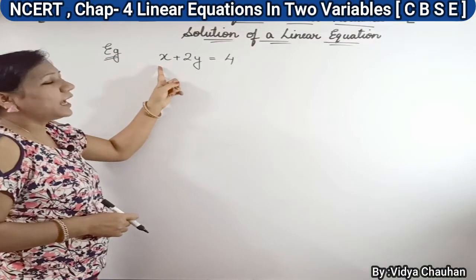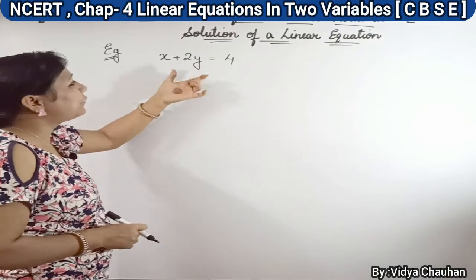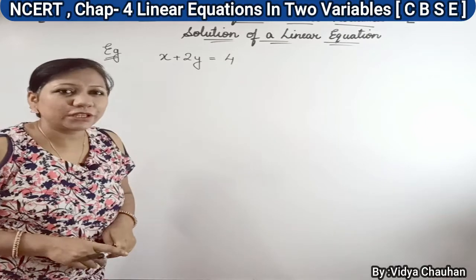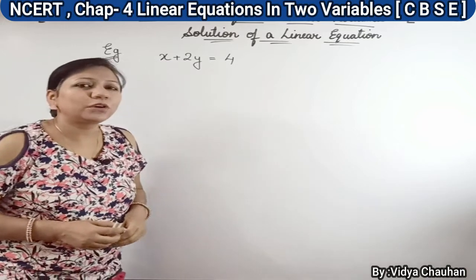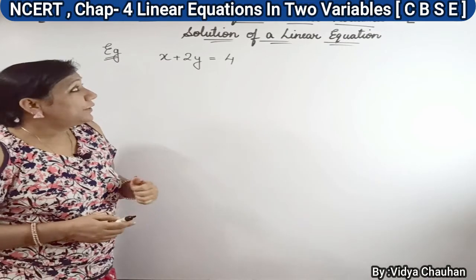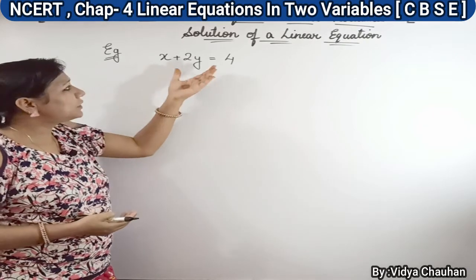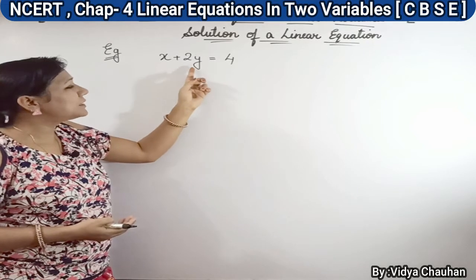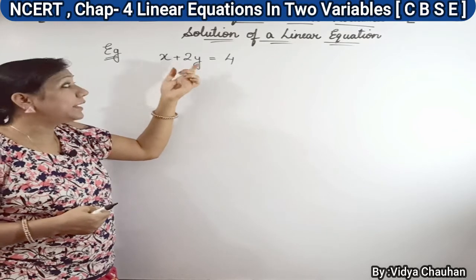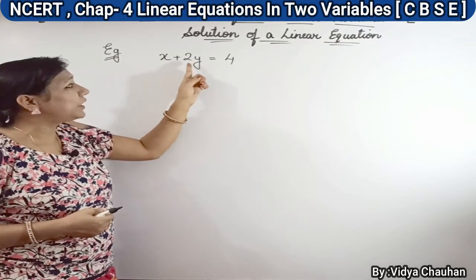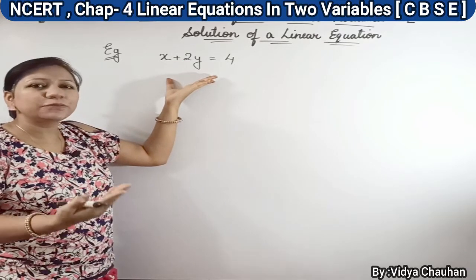As you can see, we have our equation x plus 2y equals 4, and we are asked to find the solution of this linear equation. Before telling you the possible results and outcomes, note that there are two variables and only one equation. So we have to put in values for these two variables, and we are not given anything else with this equation.